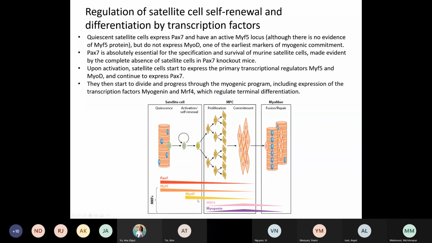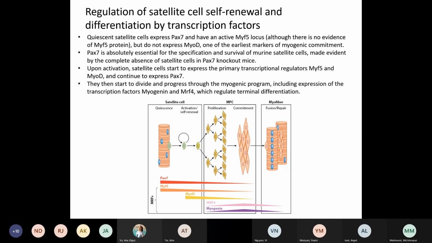And at that time, MyoD will start to express and then start to give the cell the identity of muscles. And later on, when the cells become committed muscle progenitors, that means they now will become muscle cells. This cell will start to express myogenin and MRF4. So these are several transcription factors that are expressed during the course of muscle satellite cell differentiation.